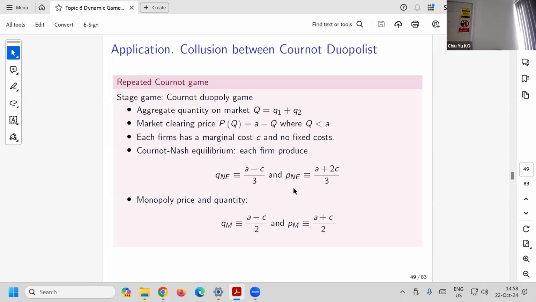And then you can also solve for the monopoly price and quantity, which is the outcome if there is only a single firm. So as I said, if firms don't care about the future, this is what we expect. The folk theorem says this is possible, right? If they collude, they will split this. They will jointly produce as if they are a monopoly, because monopoly is the best case you can achieve, and then you can split the monopoly profit.